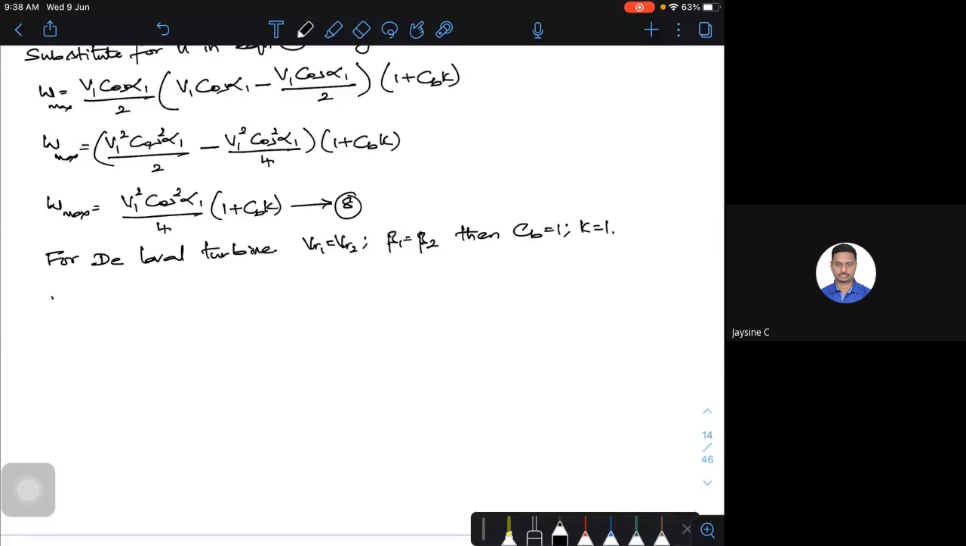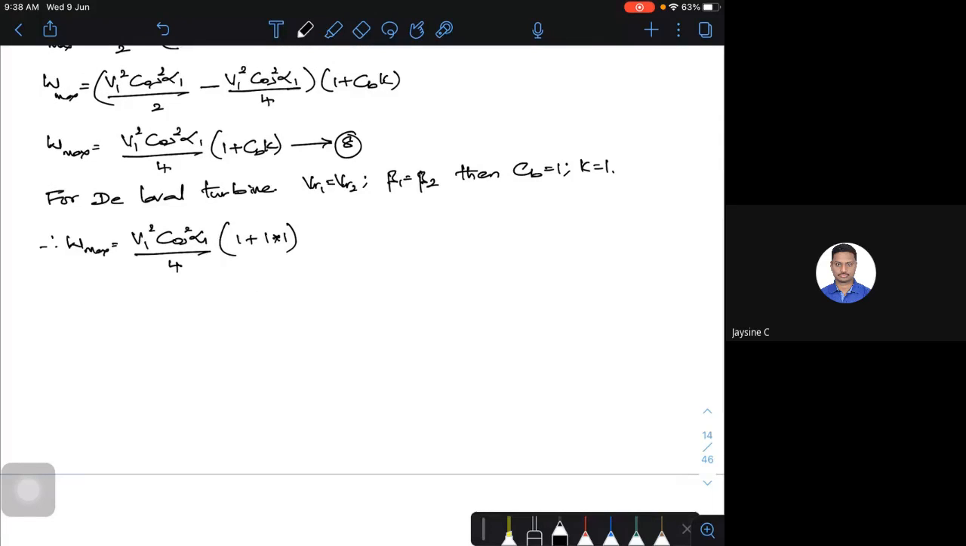Therefore, your W max is equal to v1 square cos square alpha 1 by 4 into (1 plus 1) into 1. So that will become 2, and the 2 and 4 cancel out, so I am going to get only 1 by 2. So this will be v1 square cos square alpha 1 by 2. This is for your D level condition, or for an ideal condition.